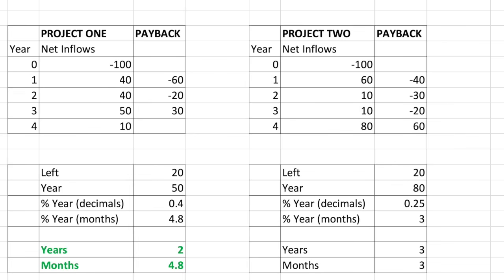And the last thing you want to do is see where you paid it back quicker. And it's definitely the case that it was paid back quicker in Project 1, because in Project 1, you paid that 100 back in 2 years and 4.8 months, whereas in Project 2, it took 3 years and 3 months. So based on only payback, it looks like Project 1 is better. But if you're looking at the numbers, you can see more profit is being made in Project 2. But if we're looking at just payback right now, Project 1 looks the better one.